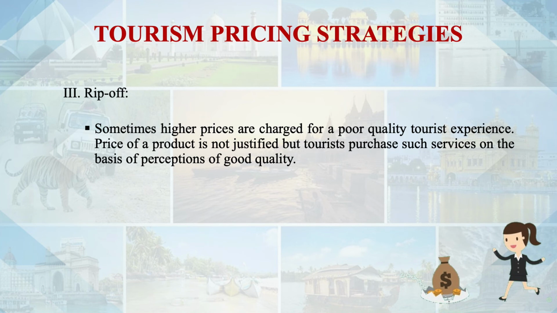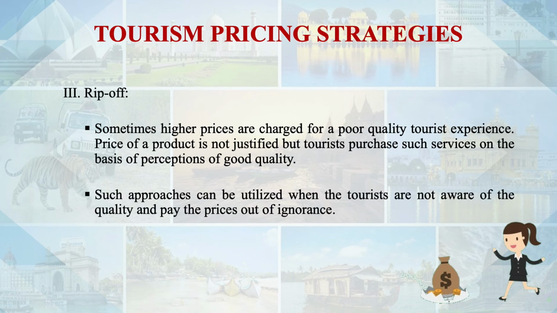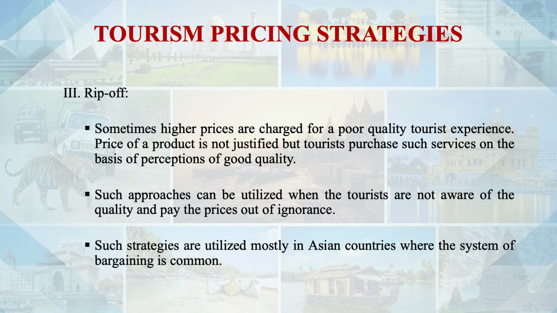The next is the rip-off. Sometimes higher prices are charged for a poor quality tourist experience. The price of the product is not justified, but tourists purchase such services on the basis of their perceptions and fancies of good quality. Such approaches can be utilized when tourists are not aware of the quality and pay the prices out of ignorance. Such strategies are utilized mostly in Asian countries where the system of bargaining is very common.